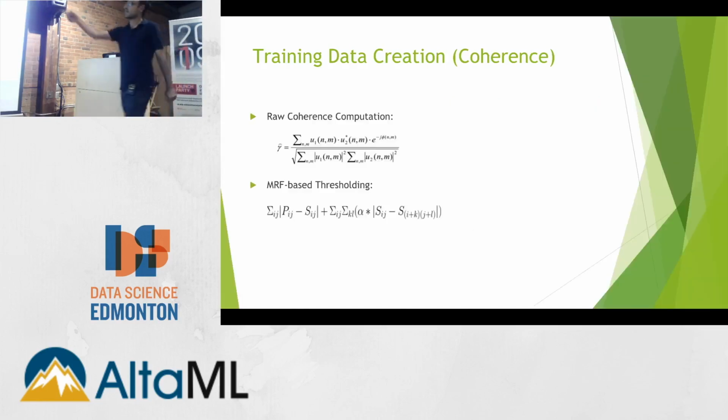So this is the formula for calculating the raw coherence. Because it's in the complex domain, you could think of it as a correlation in the complex domain. And then this is followed by the MRF thresholding. P is the prior and S is the pixel. The first term makes sure that it's not really far from the prior, and the second term is the smoothness constraint. Each pixel should be smooth compared to its neighborhood. And then alpha is the term that controls the amount of smoothness.